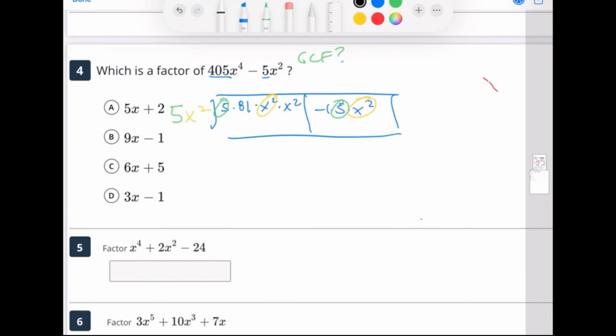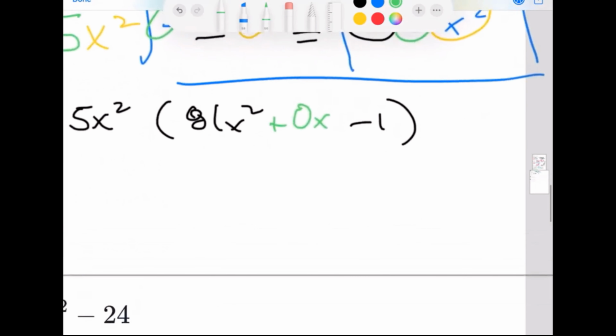Okay, what did we not circle? So 81x squared, and then over here, you just have that negative 1. So 5x squared is my GCF, and then I have this one here. Okay, you'll notice they'll try to trick you with this one. I don't think that is the correct one, but I did leave a big space because I know it's going to be a difference of squares. Okay, I'll show you the shortcut after I do it the long way.